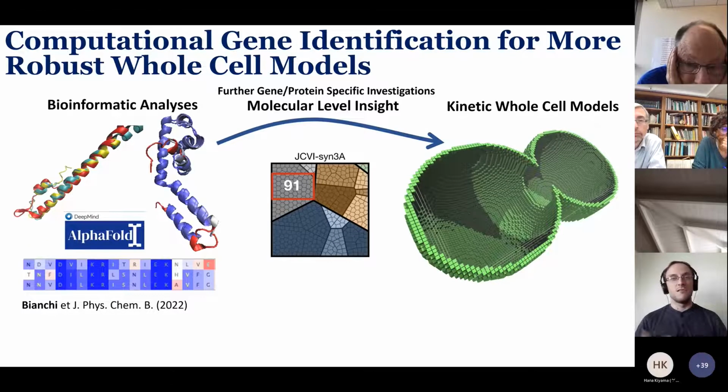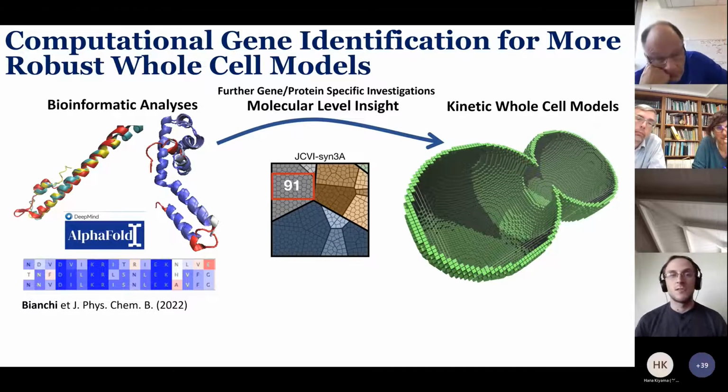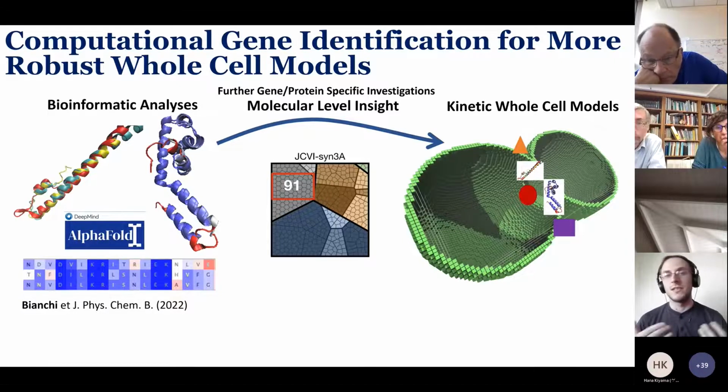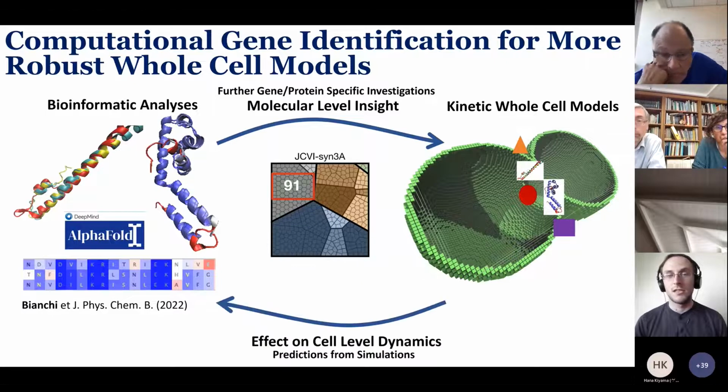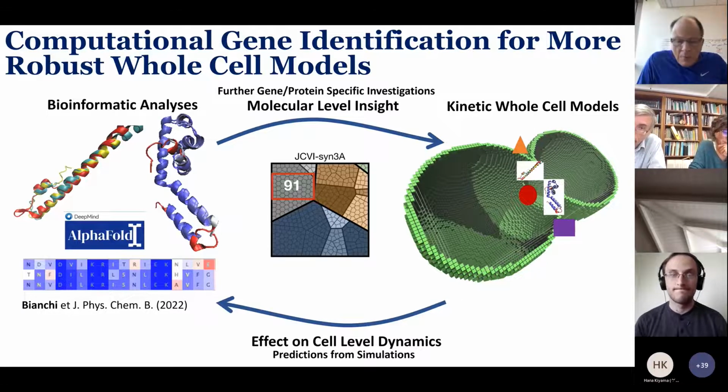And so our general idea here was doing these types of bioinformatic analyses on these 91 or so proteins of unknown function, and then trying to get a more molecular level insight for these specific proteins so that they could be implemented into our kinetic whole cell models, so that these models could be refined and continually made more robust, so we can get some predictions on the effects of those individual genes on whole scale cell dynamics that can then be interrogated experimentally with our collaborators.